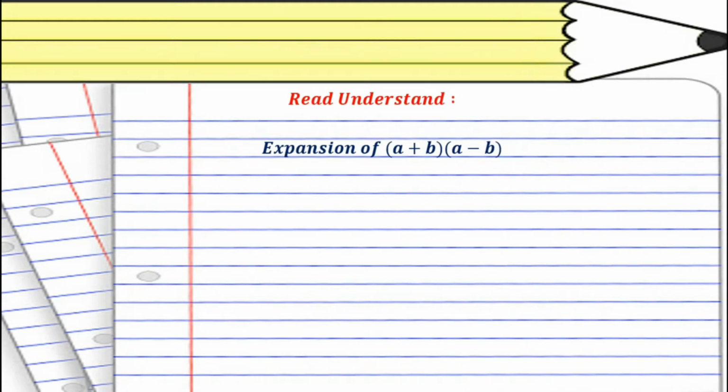So (a plus b) (a minus b) is equal to (a plus b) into (a minus b).